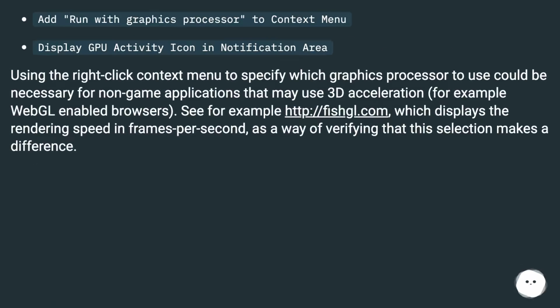Add "Run with graphics processor" to context menu. Display GPU activity icon in notification area. Using the right-click context menu to specify which graphics processor to use could be necessary for non-game applications that may use 3D acceleration, for example WebGL-enabled browsers. See for example this URL, which displays the rendering speed in frames per second, as a way of verifying that this selection makes a difference.